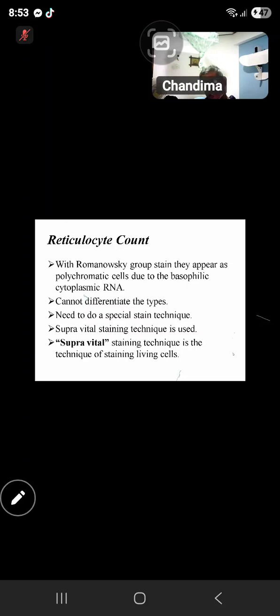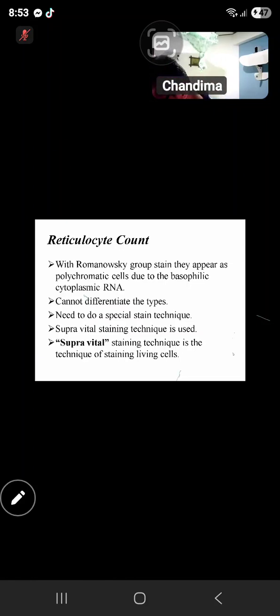At that point, we take the normal PCV as 45%. In the reticulocyte index calculation, we take the normal PCV as 45, divide the patient's PCV by 45 and multiply by the reticulocyte percentage. So it gives us the reticulocyte index. These are the two parameters we calculate with the help of the reticulocyte count. One is named the absolute reticulocyte count. The other one is named the reticulocyte index.